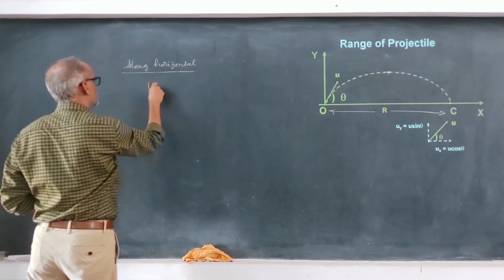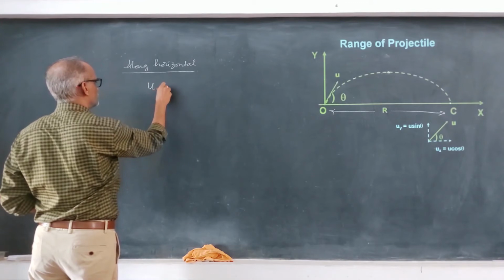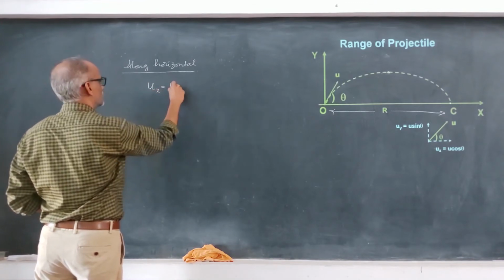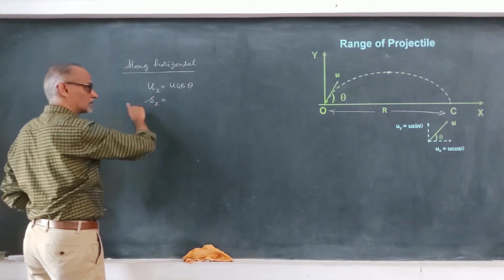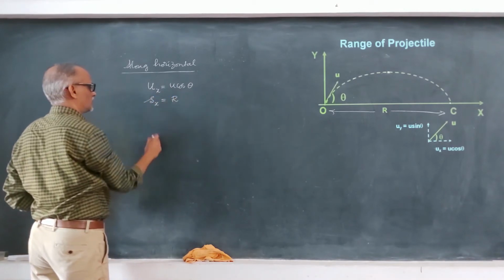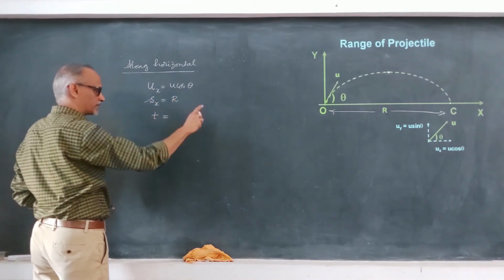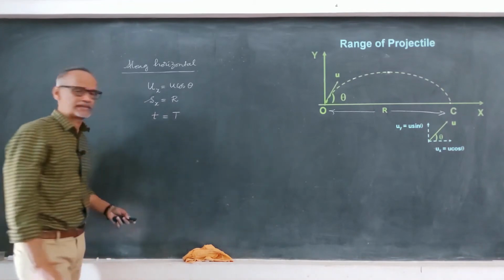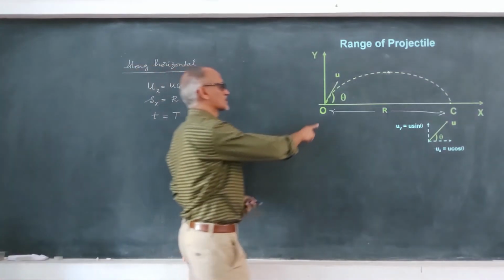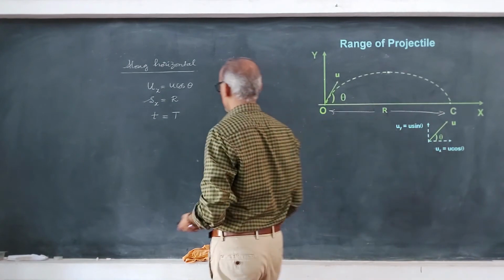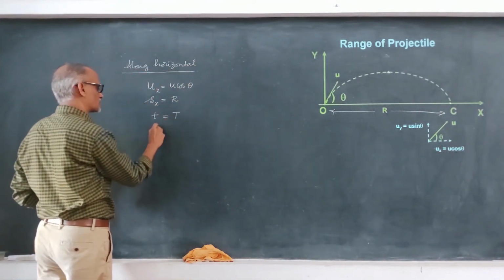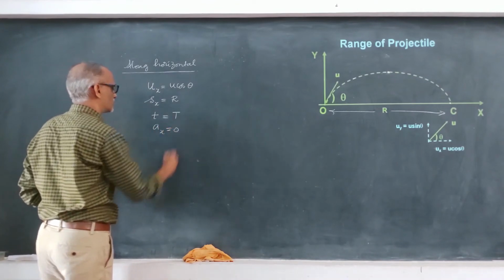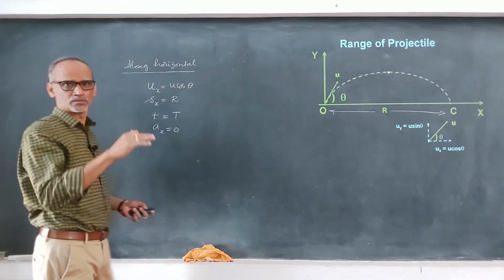Okay, what is the initial velocity along the horizontal? It is u cos theta. What is the distance traveled along the horizontal? That's called the range. What is the time taken for it? Time taken to describe the range is called the time of flight, right? That is the initial velocity. Okay, what is the acceleration along the horizontal? It's 0. There is no acceleration, right?